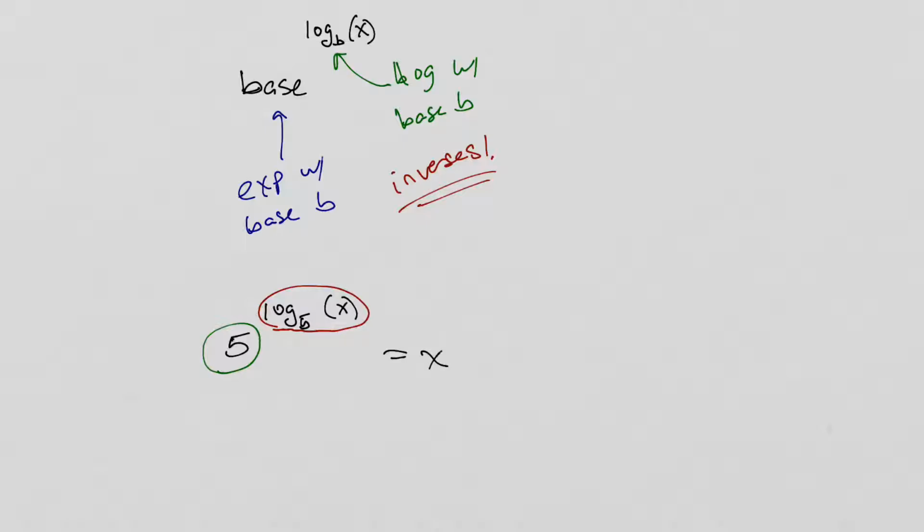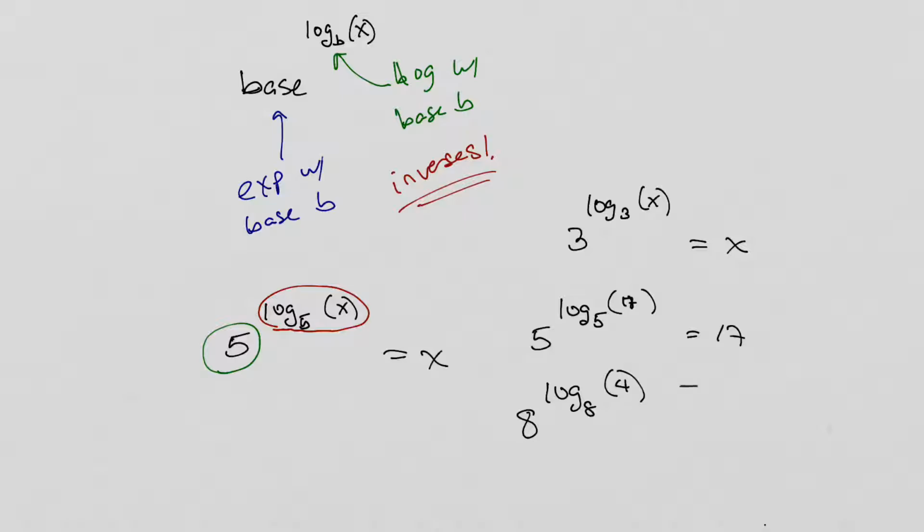Right? So if I had 3 raised to the log base 3 of x, that's just going to be x. If I had a 5 raised to the log base 5, really of anything, let's say, how about 17, that's going to return a 17. Or if I had 8 raised to the log base 8 of 4, that's going to be 4.